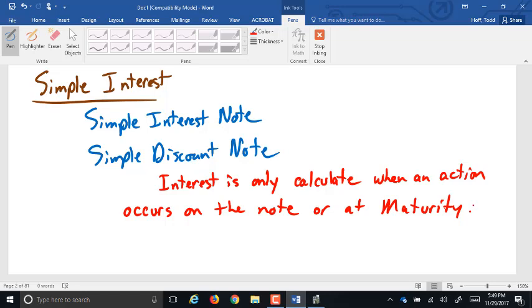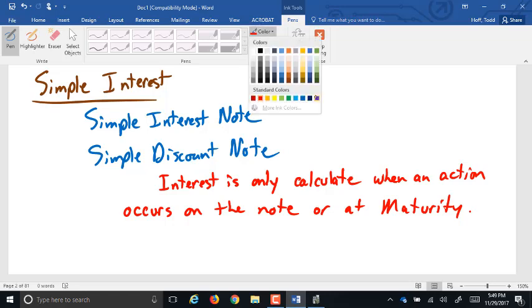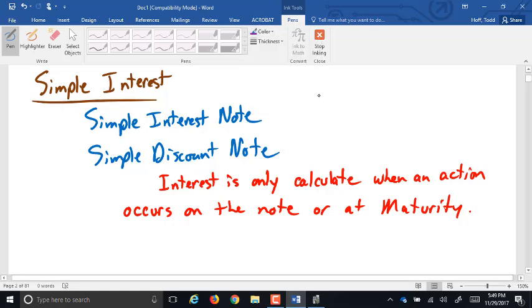Notice we did not do partial payments on a simple discount note. I don't hate you guys that much. You pay everything at the end, yes. But remember, the amount you pay back is just, if it's a $10,000 note, you pay back $10,000 because you're only going to get $9,000 and whatever.